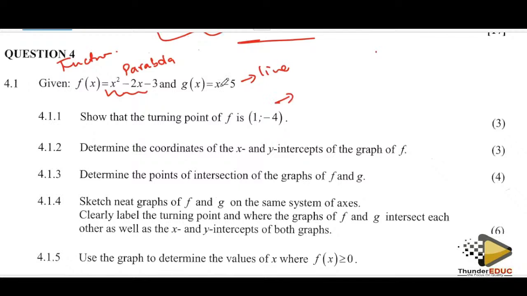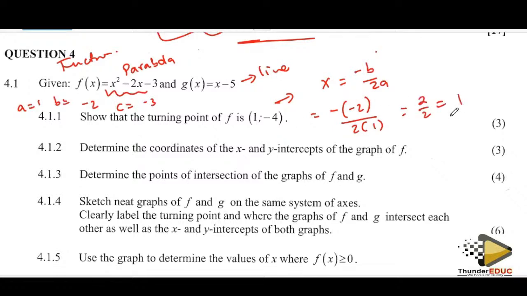Remember, for turning points, we said you must get the axis of symmetry, which is negative b over 2a. Then my b is negative 2. So that's going to be negative, negative 2 over 2, but my a is 1. Remember, a is the coefficient of x squared. My b is the coefficient of x, then my c is negative 3. You substitute that, I'm having a 2 over 2, which is 1.